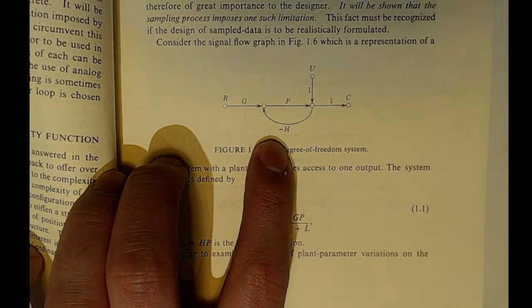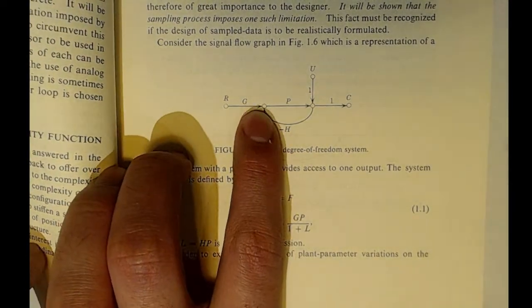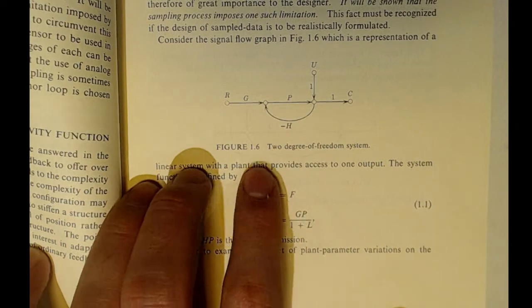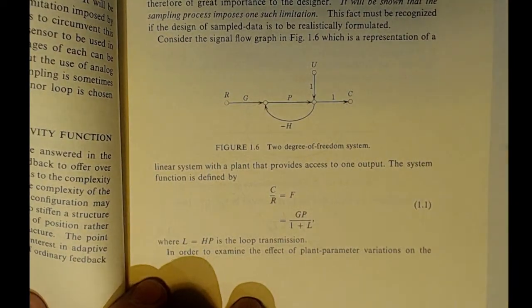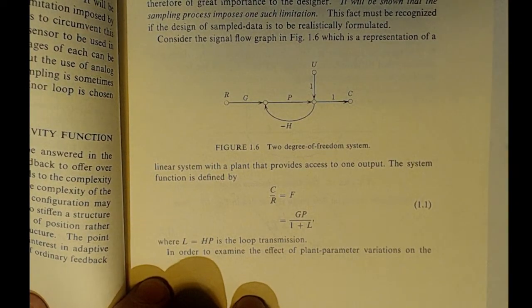Oh, I just realized why they put a minus here. It's because this isn't a subtractor. All these nodes are addition nodes. Okay, that makes sense.